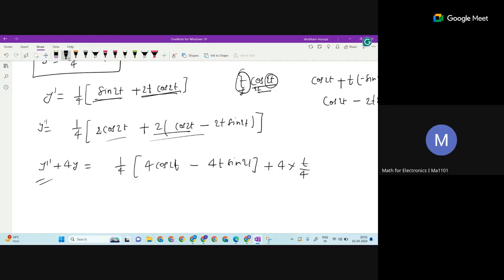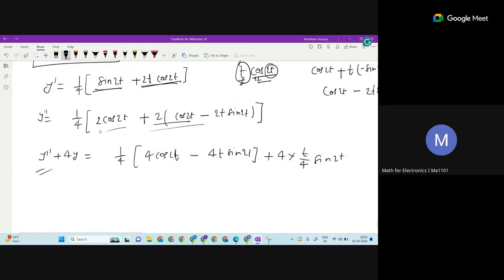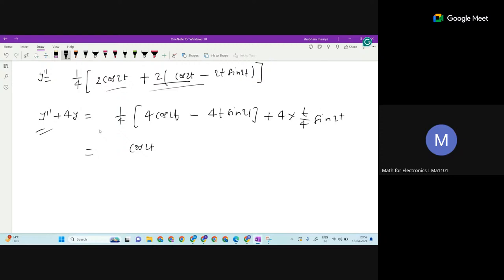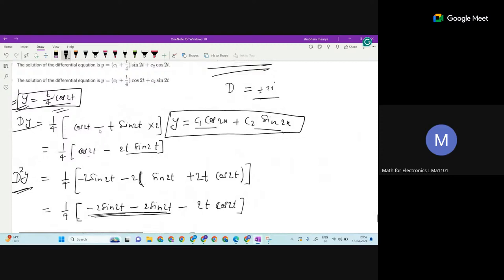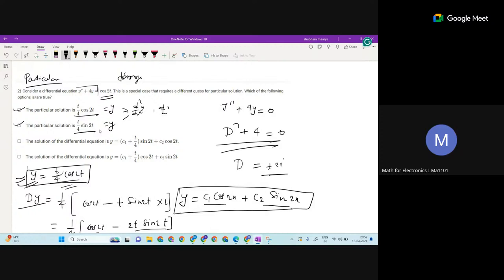Our y is there. So this is cos 2t minus t sin 2t plus, this will be t sin 2t. So this will be cancelled out. So finally cos 2t we got, which is equal to our right hand side. This one. So that's why we can say our particular solution is this.